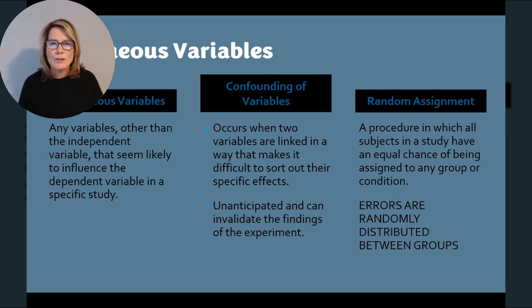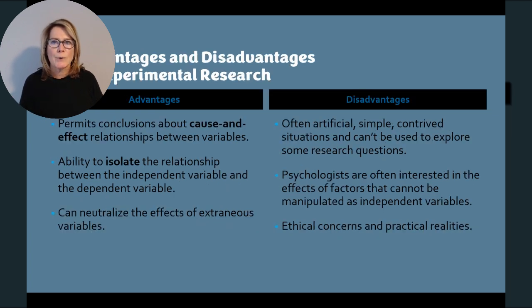So when you're actually doing research of your own, you'll learn a lot more about the third variable problem or extraneous or confounding variables. So experimental research, the advantage is that you can identify cause and effect relationships. If you've manipulated something and that causes a change in your dependent variable, then you've shown something, and you've actually shown that there was a causal link there.